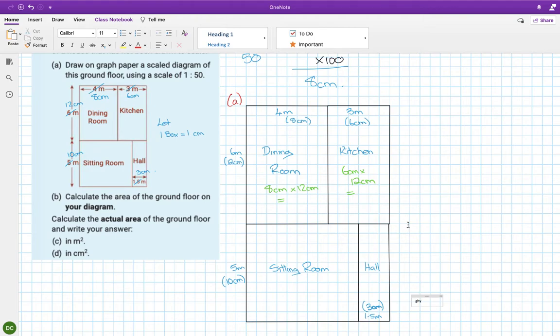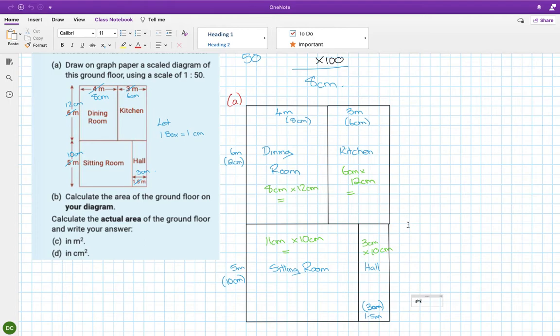Okay, so the kitchen was 6 by 12. The sitting, oh no. Okay, we'll do the hall first. The hall is 3 centimeters by 10 centimeters. And then the sitting room is, what did I say the width was? 14 centimeters minus 3. So it was 11 centimeters by 10 centimeters.